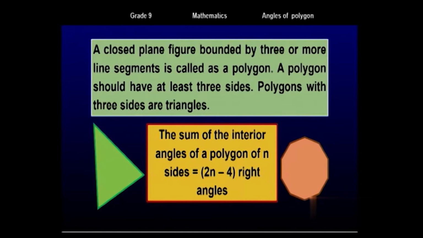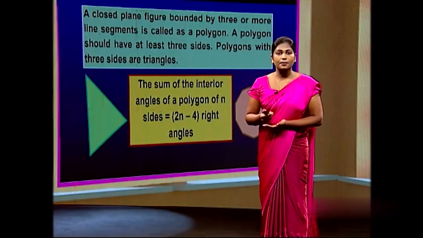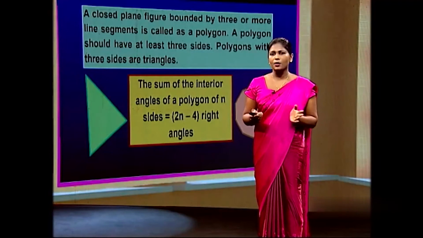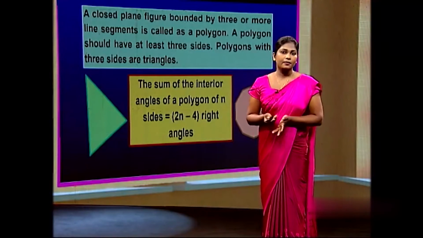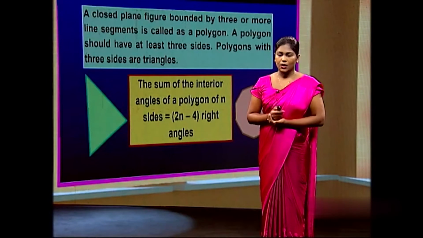Then we can get the formula: the sum of the interior angles of a polygon of n sides is 2n minus 4 right angles. Then we move to the next part of the lesson. That means we have to simplify some questions according to that theory. Look at that.